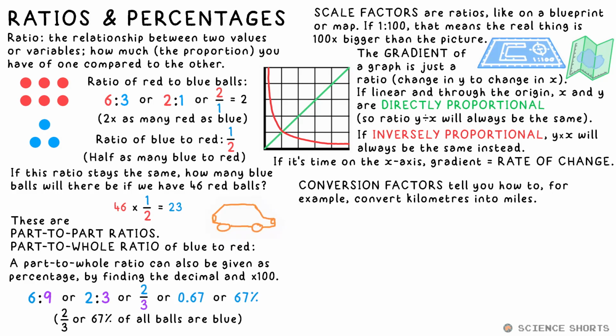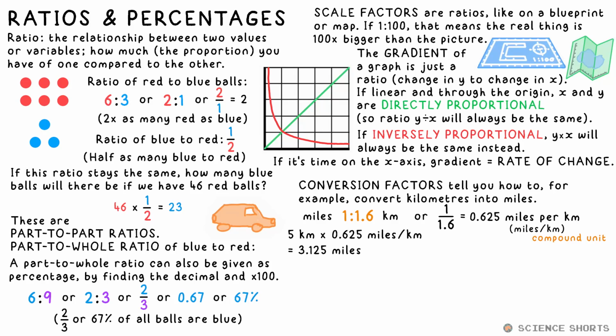Converting units is another example of ratios. I still can't really deal with kilometers, only miles. I'm old school. 5 kilometers, I'm going to need that in miles. Turns out that 1 mile is 1.6 kilometers. So the ratio of miles to kilometers is 1 to 1.6, or 1 over 1.6, or 0.625. By the way, this is what we call a compound unit, as it's made from more than one unit. Multiplying that by 5 gives me how many miles I went, and that's 3.125 miles.